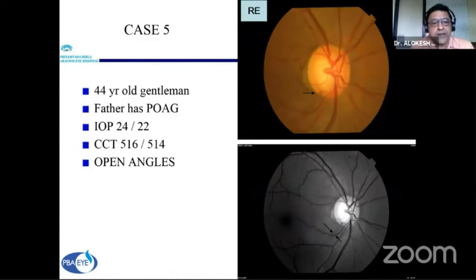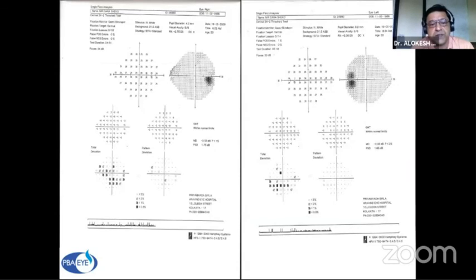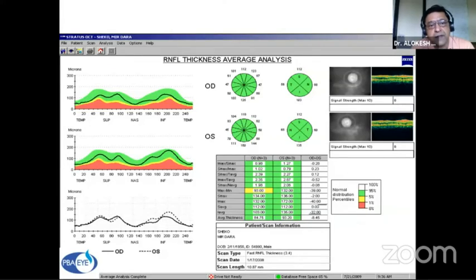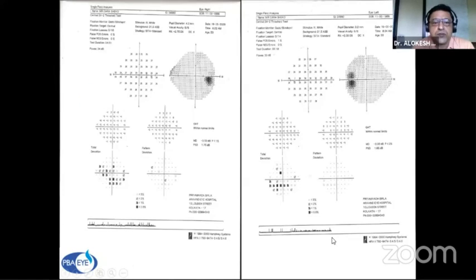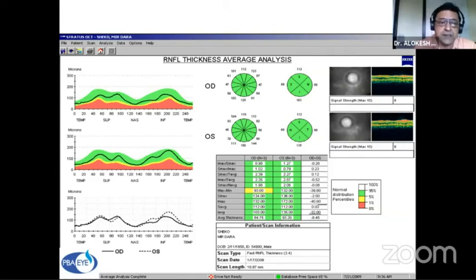Case number 5 is a 44-year-old gentleman whose father has glaucoma, with open angles and these pressure distributions. These are the visual fields of the patient and the retinal thickness maps. If we go back, we see that this gentleman in the right eye again has an absorbing hemorrhage with a loss of RNFL, which is better evident on the red free photographs. So why is the OCT missing it, or actually is the OCT missing it at all? Actually, the OCT is not missing it, but the color-coded map is missing it.